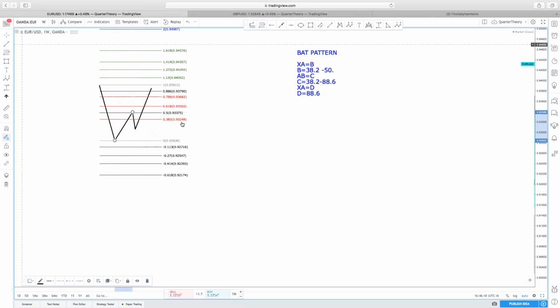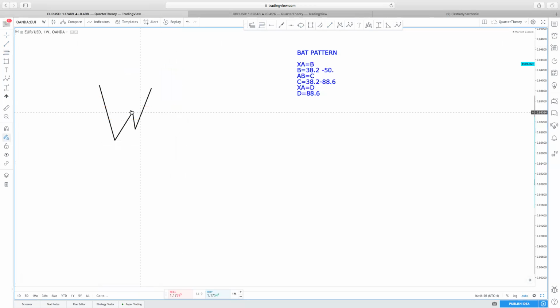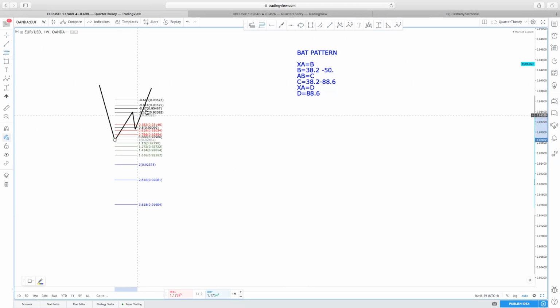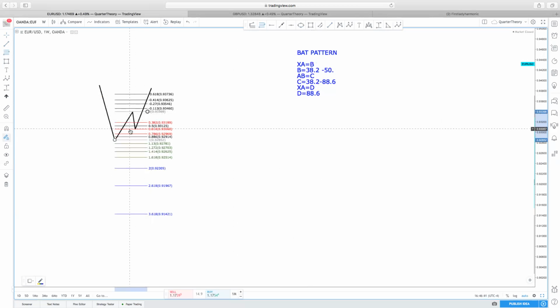Let me just take this off. I normally do not measure out the C, because C can be anywhere between 38.2 and 88.6, so it really doesn't matter. As long as it does not break my A point here, I'm not really concerned with that, to be honest with you. But just for chagrin's sake, I'm going to measure it out. So my AB equals a C. My AB will give you my C, and my C is a 61.8.